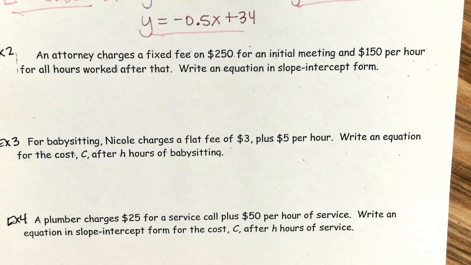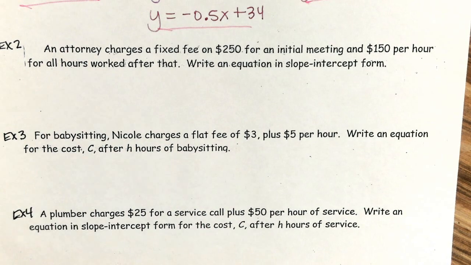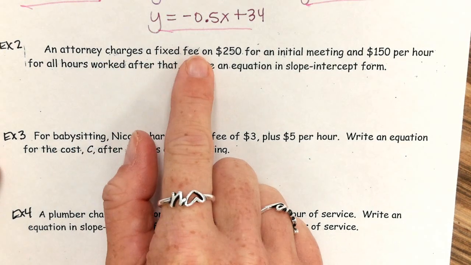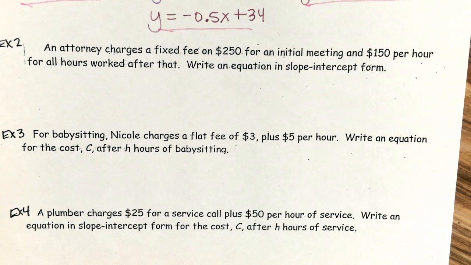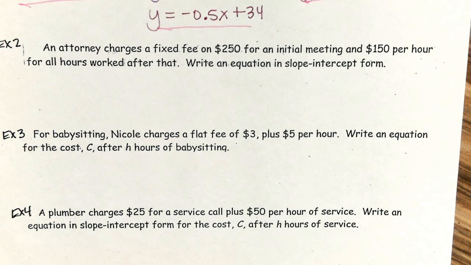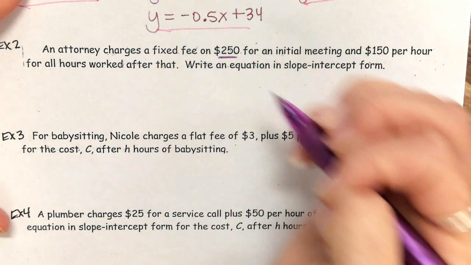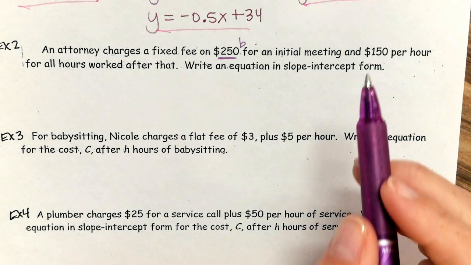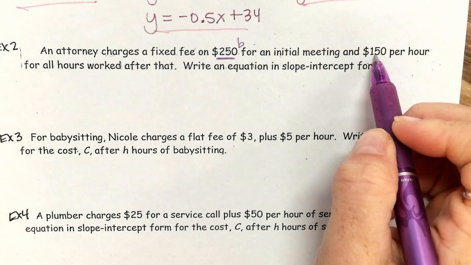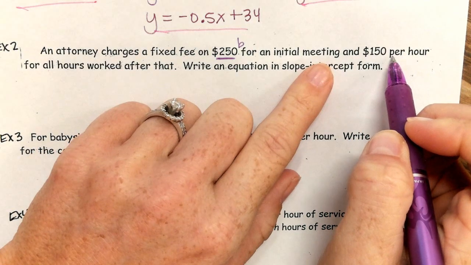Are we good? An attorney, do y'all know what an attorney is? Yes, a lawyer. A lawyer charges a fixed fee. I heard one person. What is a fixed fee? A one-time fee of $250. So this is going to be the M or the B? This is going to be the B. Is it positive or negative? Positive.